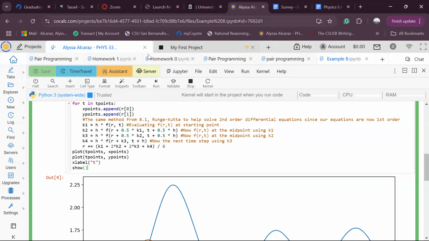Let me end this thing. Wait, no, I don't want to end the meeting. How do I do this? Oh, I think you have to give up control, and then I can share again.